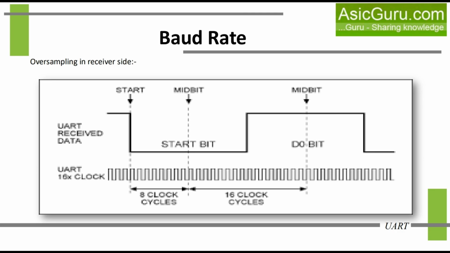Here is the diagram of oversampling on the receiver side. Each bit is oversampled 16 times and we take the middle value of each bit. Here also you can see each bit is sampled 16 times and we take the middle value of each bit. Why are we taking the middle value? To get accurate data, that is, whether it is 1 or 0.